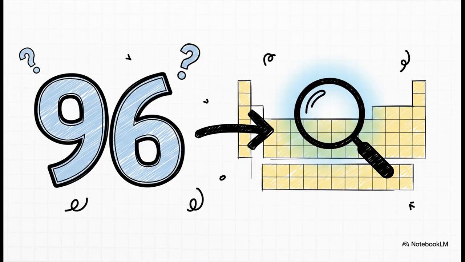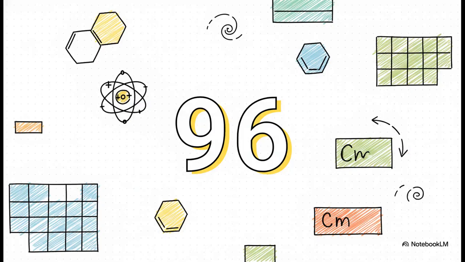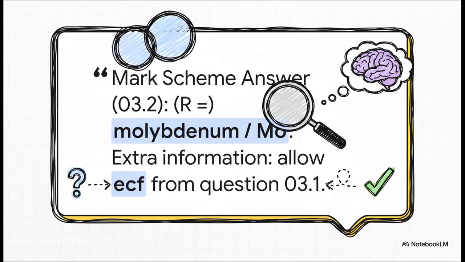So, we have our magic number, 96. The next part of the question is pretty straightforward. Take that number, grab a periodic table, and find out what our mystery element actually is. This is the number we're hunting for, the element with a relative atomic mass of 96. Let's scan across the periodic table and see who our culprit is. And there we have it, molybdenum, or Mo.